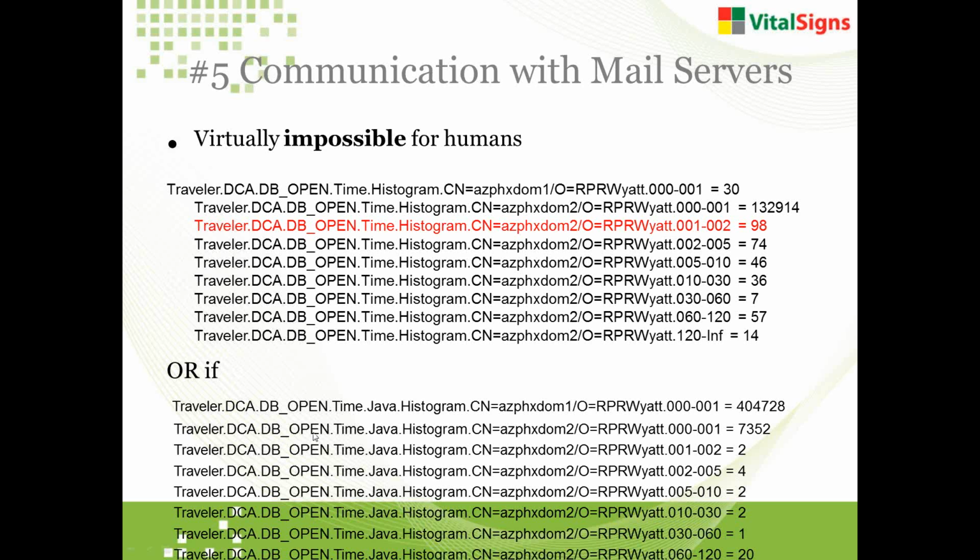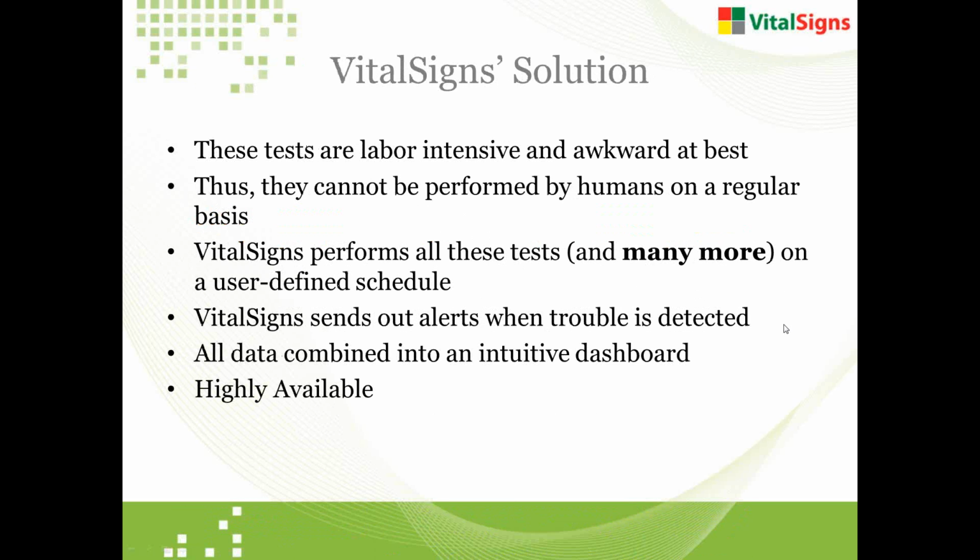We also discovered last night that IBM changed the name of the statistic slightly and inserted the word Java in the middle of it, but we figured that out just in the nick of time to do this webinar. So I would say all of these things you can do on your own, but they are labor intensive, and I would say they're awkward at best. So it's really not ideal for humans to be doing this on a regular basis.